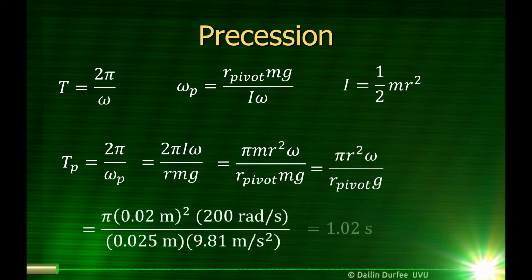We plug in some numbers, and we find it takes 1.02 seconds for the top to precess around once. So the top is spinning 200 radians per second. It's spinning many, many rotations per second, but once per second, the angle of its rotating axis will precess once. That's the end of our video for today.